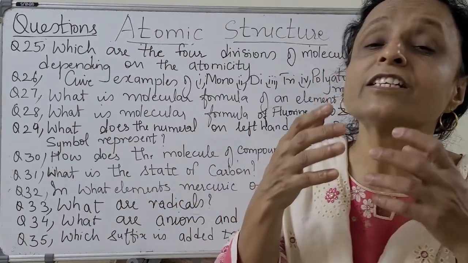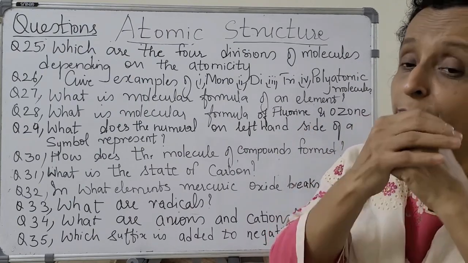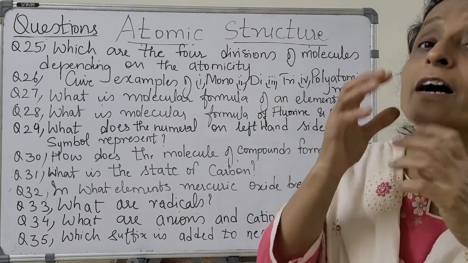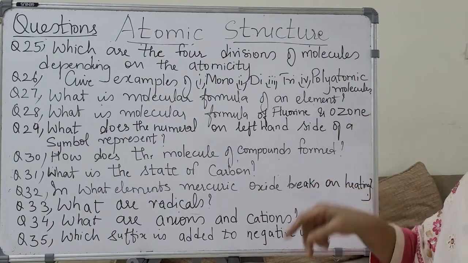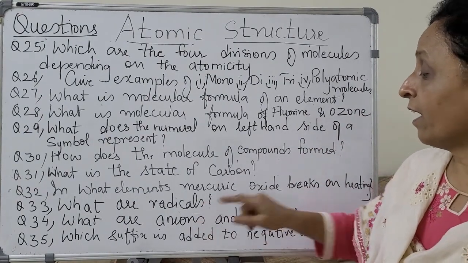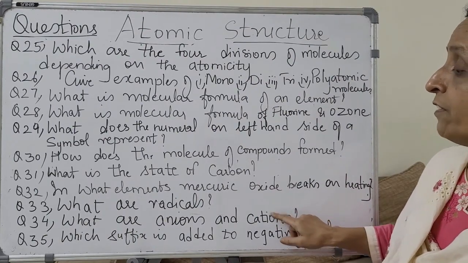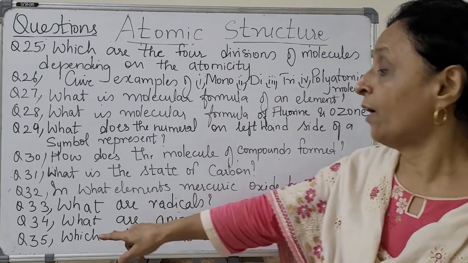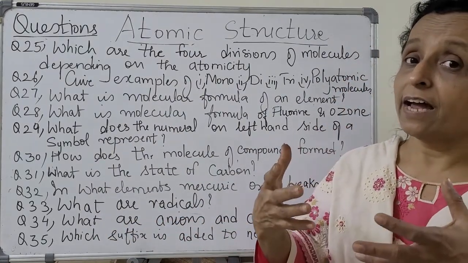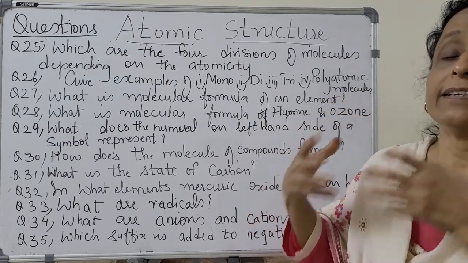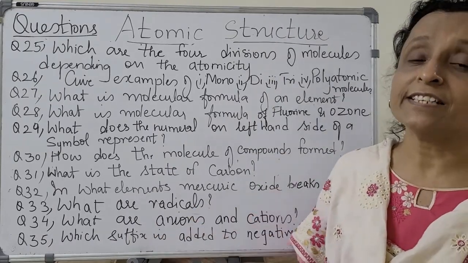What are radicals? It's a charged atom or a group of atoms which behaves as a single unit and has developed charge. Radicals are of two types, basic and acidic. Acidic ones are anions, and the basic ones are cations. Cations are positively charged and anions are negatively charged. With suffixes added to the negative ions, ide is added, chlorine becomes chloride. These are the negative ions which have the suffix ide.